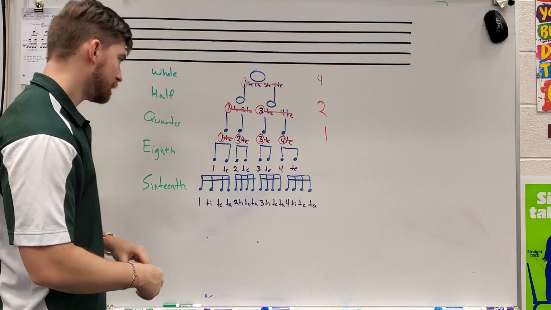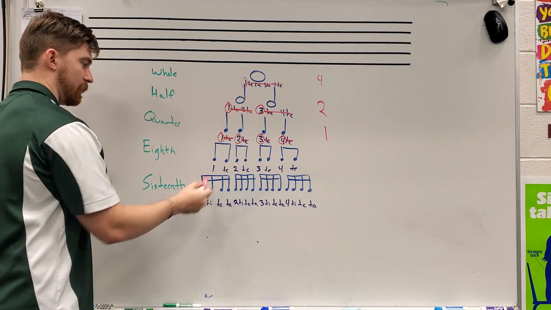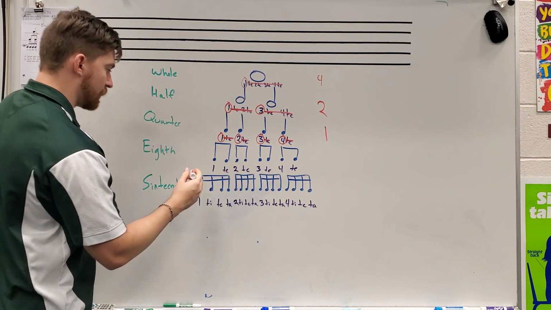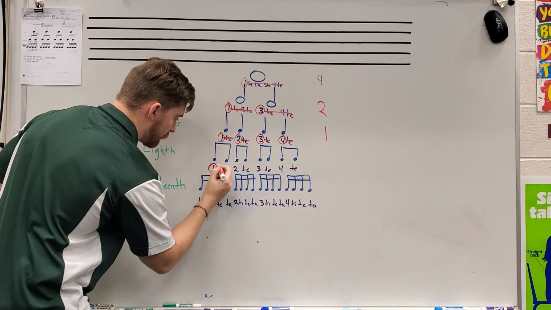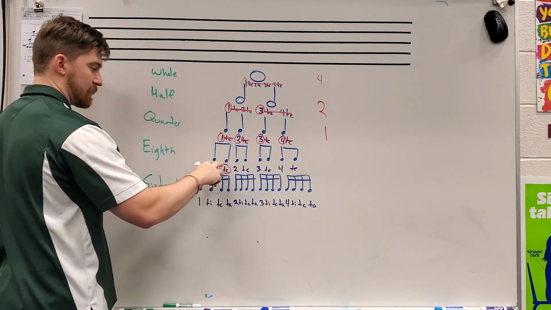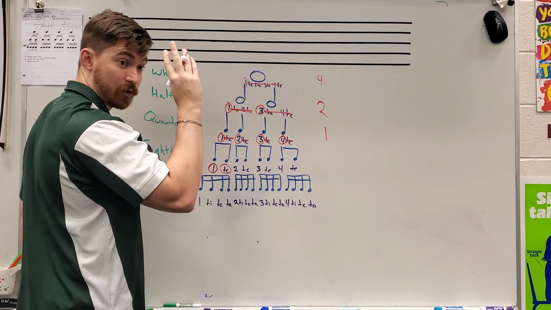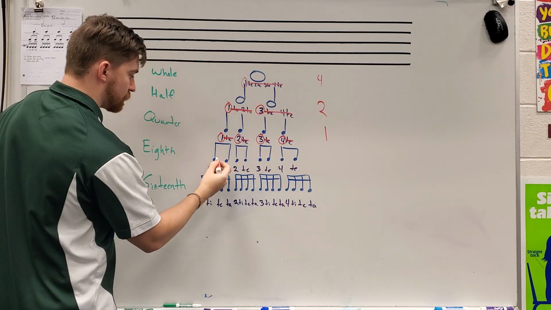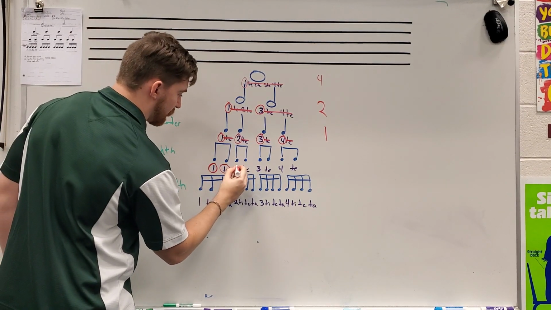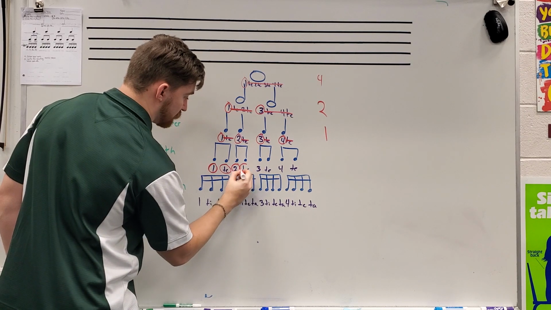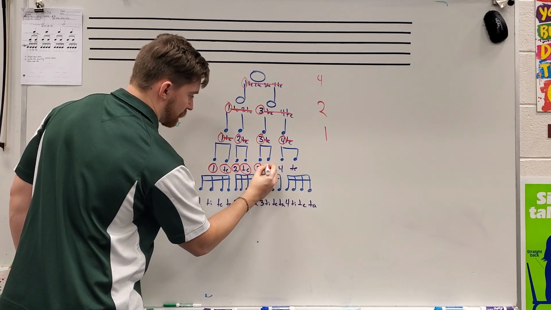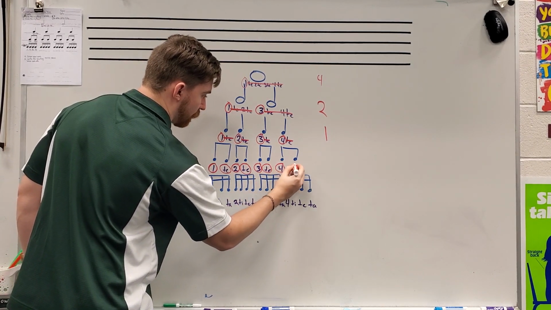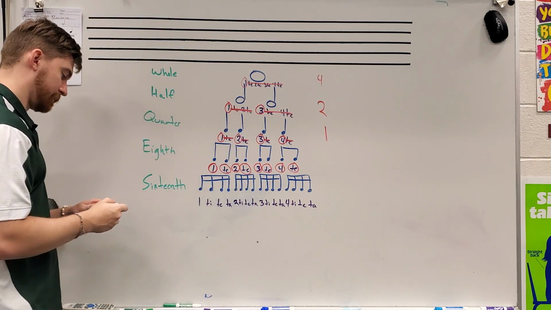Good. Moving down. For eighth notes, they've already done the first one for you. They circle the 1 and the te because each of these note heads is showing us where a new sound starts. So you circle both the 1 and the te. So we'll do that for the rest of them. The 2 and the te, the 3 and the te, the 4 and the te.